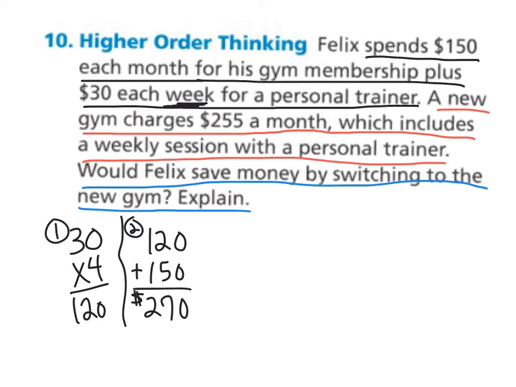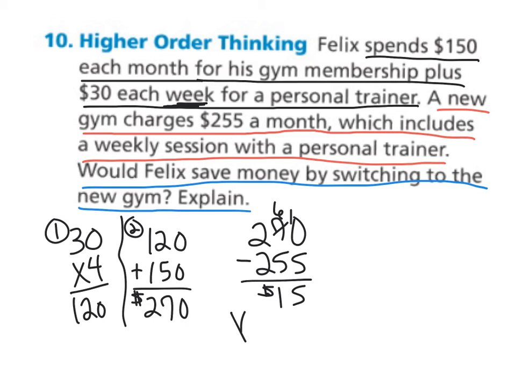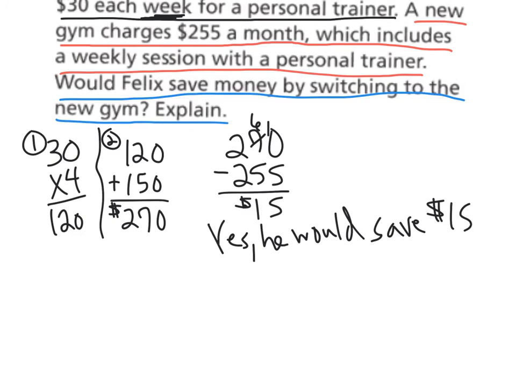$270. The other gym, the new gym, is $255. So obviously 270 is more than 255. And if you subtract, that'd be a difference of $15. So would he save money by switching to the new gym? We could say yes. He would save $15 a month by switching.